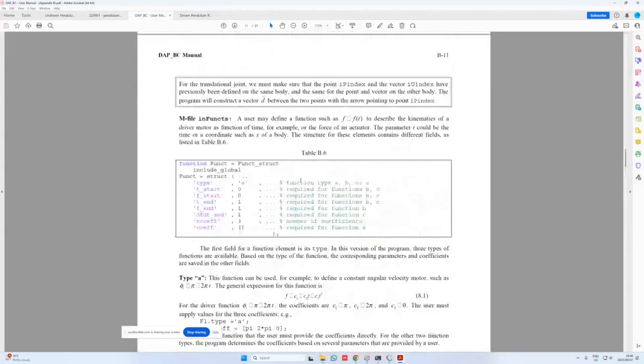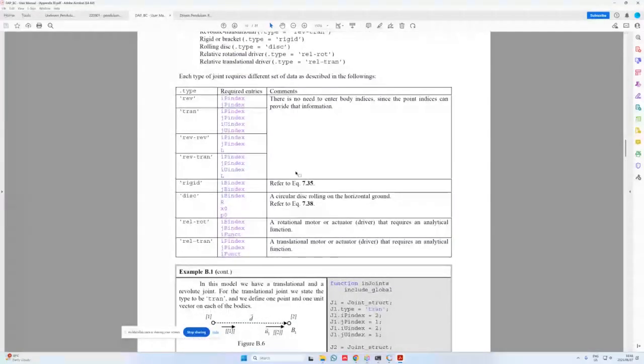I simply go to in joint, and you'll see the last two entries in this table refer to actual drivers or motors that I specify on the system. Relative rotation is a rotational motor or actuator that requires an analytical function, and relative translation is a translational motion that requires an analytical function. In the case of the relative rotation driver, I need to specify the body between which the relative rotation driver is acting. So IB index, JB index, and then I have to give the index of the function as well.